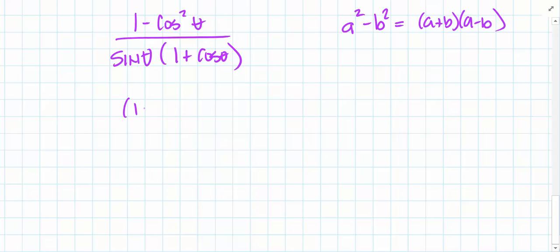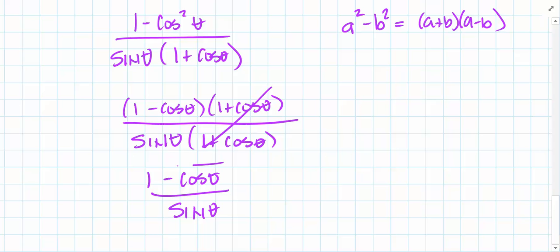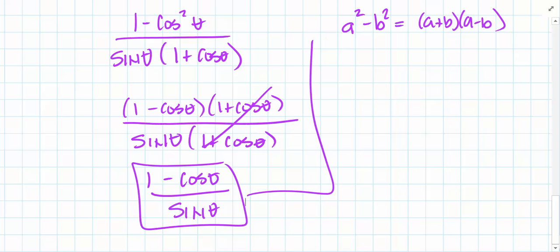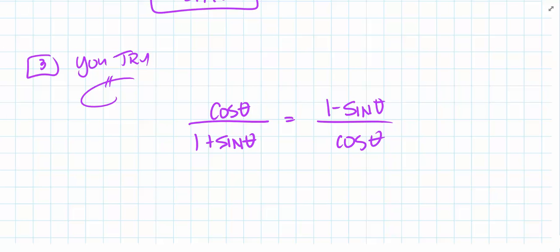So that's going to become 1 minus cosine theta times 1 plus cosine theta, all divided by sine theta times 1 plus cosine theta. You guys cool? Now you can cancel, right? You can only cancel multiplication, guys and girls. So that cancels, leaving me with 1 minus cosine theta all over sine theta, which is exactly the thing that we were looking for way up here. And when I pinch it down, there you go, you can see. Okay, so try this one at your table groups. Talk to each other, help each other out, communicate with each other, encourage one another.